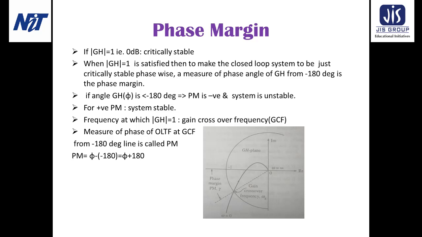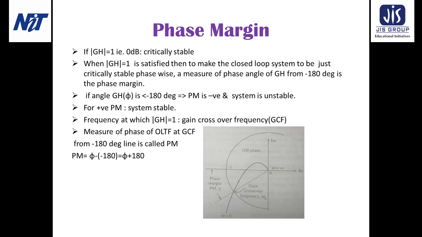And this is keeping the gain at the critical point, mod of GH equal to 1 or 0 dB. Now, the beauty of this frequency domain technique is that from the open loop phase characteristics, that is the GH plot, we can measure the relative stability of the closed loop system by finding the margin of the phase that the system possesses before going to the critically stable point.